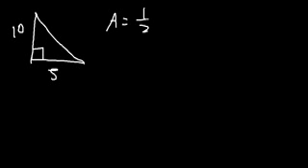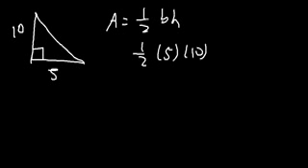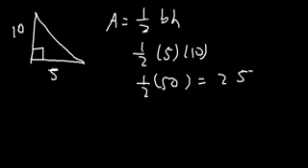The last thing we're going to talk about is finding the area of a triangle. The first scenario is if you have a right triangle. Let's say this is 10, this is 5. For a right triangle, area is 1/2 base times height. So base is 5, height is 10. 10 times 5 is 50, half of 50 is 25. So that's what you got to do for a right triangle.